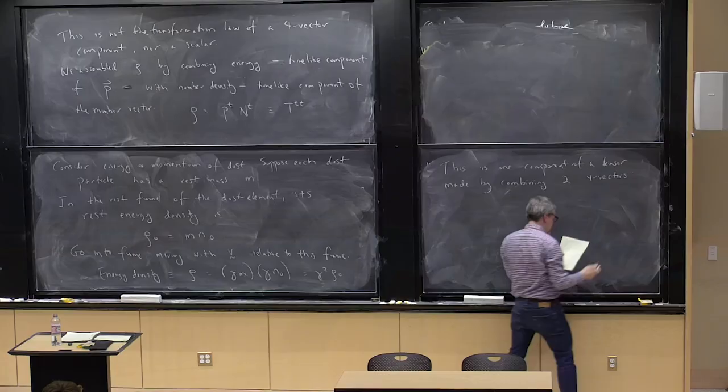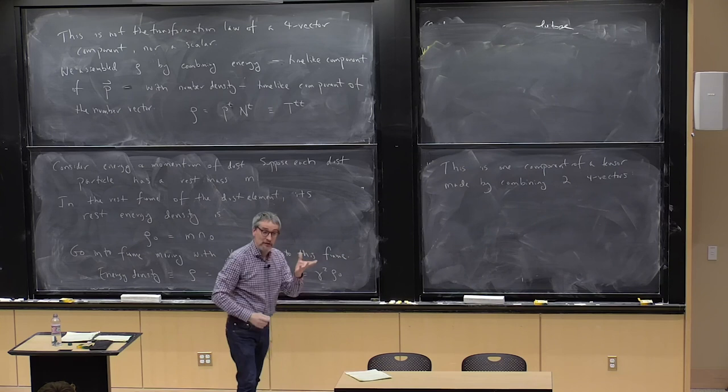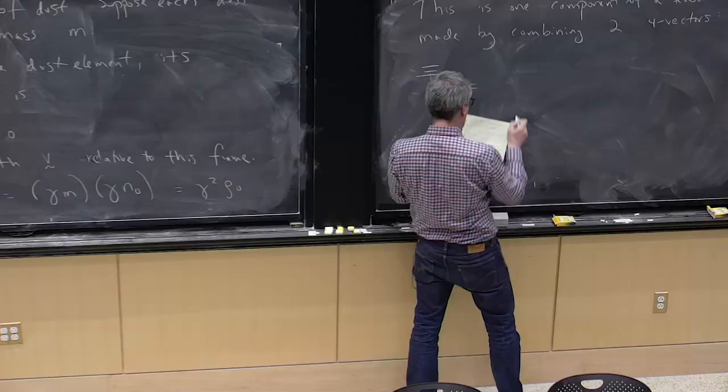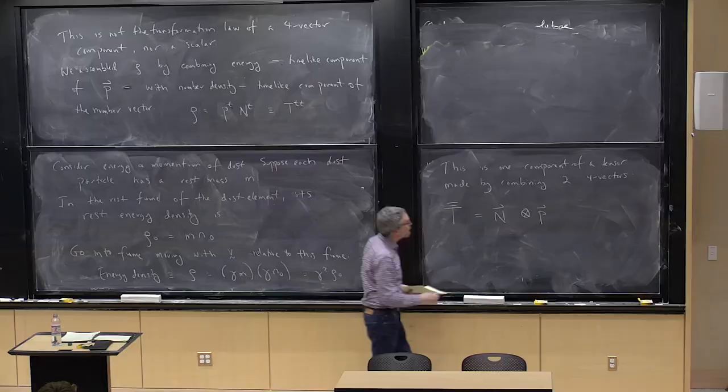So if I write this in the kind of abstract tensor notation that I've used occasionally in some of your textbooks, this will be written with a boldface capital T. I will use a double overline for this. We might say that this T is the tensor product of the number vector with the four momentum.